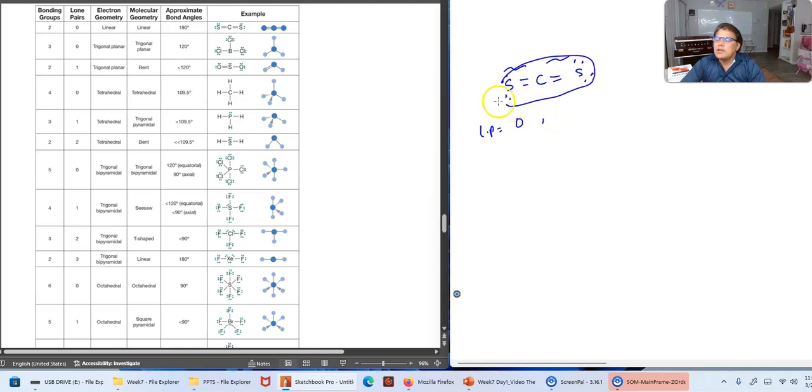Look at the lone pairs at the center. How many lone pairs at the center? 0. So the electron cloud geometry will be linear, and the molecule will also be linear. This is the example and this is the structure.